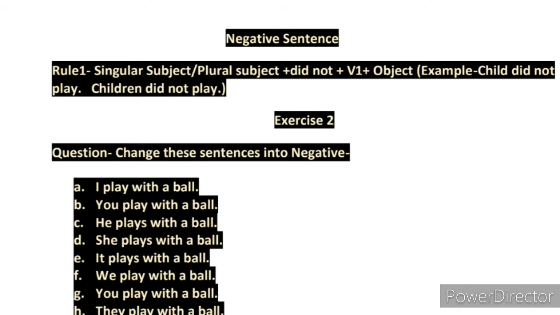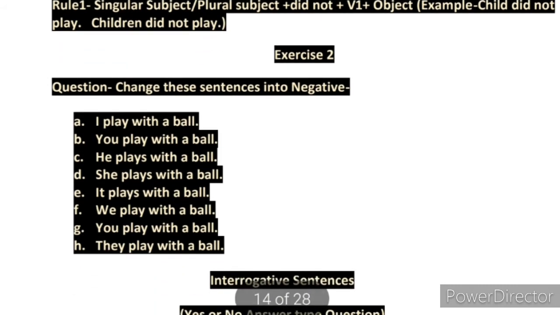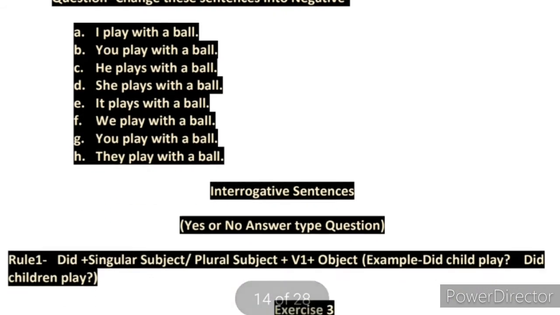So rule 1 is: singular subject or plural subject, then we will use did not plus v1 plus object. For example, child did not play, children did not play. Similarly, we have used did not with both plural and singular. Exercise: I play with the ball, answer will be I did not play with the ball. Next, you play with the ball, you did not play with the ball. He plays with the ball, he did not play with the ball.